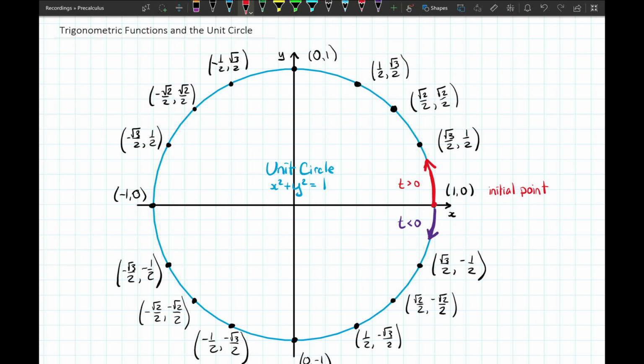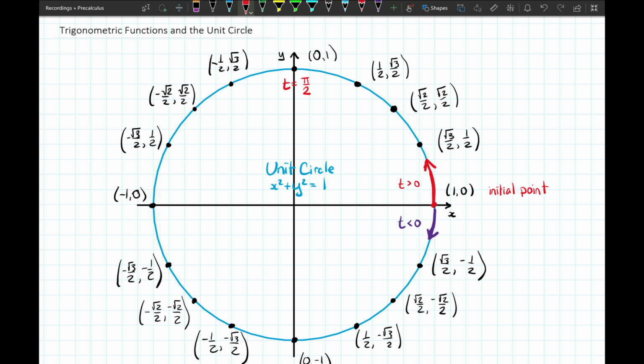Now, since the entire circumference is 2 pi, we can divide the circle up into quadrants. If we were to travel 1/4 of the entire circumference, 2 pi, then the distance we would have traveled would be 2 pi divided by 4, which is pi over 2. And so that corresponds to this terminal point up here at the top. t equals pi over 2. If we travel a distance around the circle that far, we'll end up with a terminal point (0, 1).